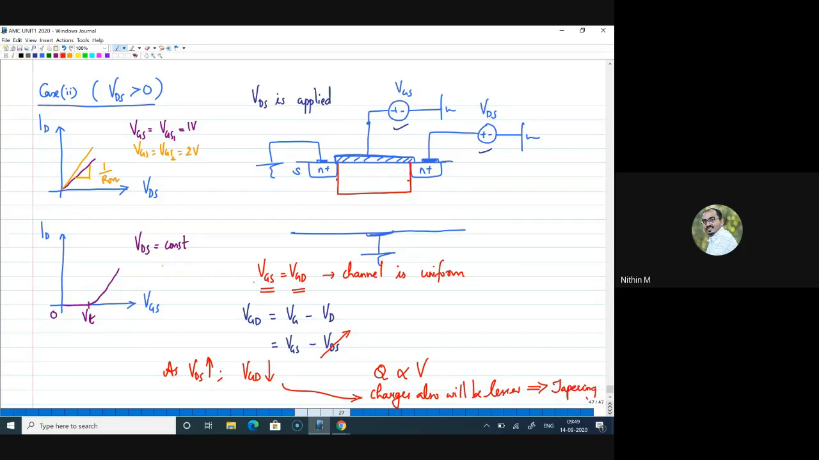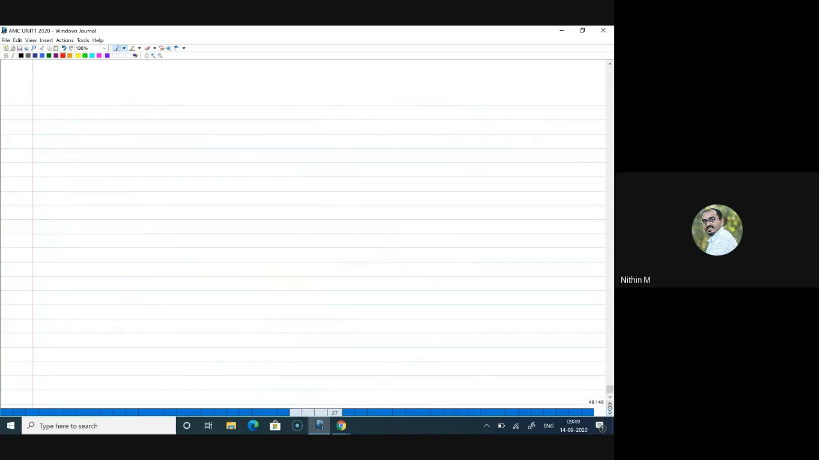So how will we understand this? I will redraw that over here. This was my initial condition. Say the channel was actually uniform. This is the source end and this is the drain end. But by the application of the voltage VDS, your VGD is actually dropping, so that is reducing the voltage at this side. That means your channel started tapering. So now this is the new channel.